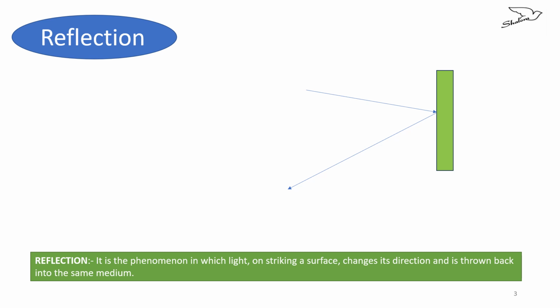Reflection is of two types. The first one is specular or regular reflection, and the second one is diffuse or irregular reflection. And we are going to talk about it in the following slides.